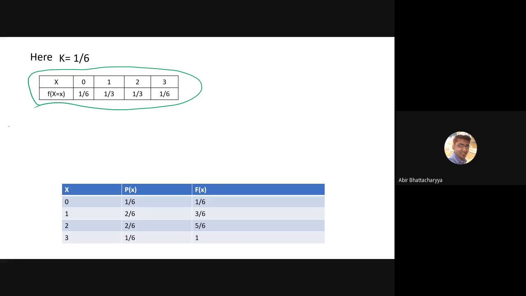After getting this new table, we can find the CDF, the cumulative distribution function. For the cumulative distribution function, you just have to write 1 by 6, then 1 by 6 plus 2 by 6, then 3 by 6 plus 2 by 6, then 5 by 6 plus 1 by 6. Finally, we'll get 1. This is going to be the cumulative distribution function.